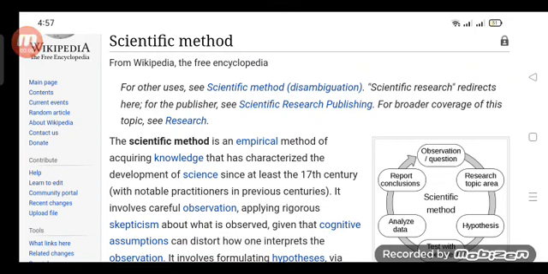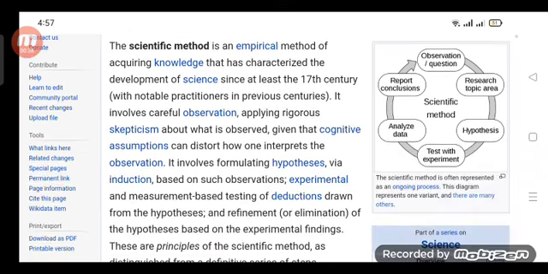The scientific method is an empirical method of acquiring knowledge that has characterized the development of science since at least the 17th century, with notable practitioners in previous centuries. It involves careful observation, applying rigorous skepticism about what is observed, given that cognitive assumptions can distort how one interprets the observation.